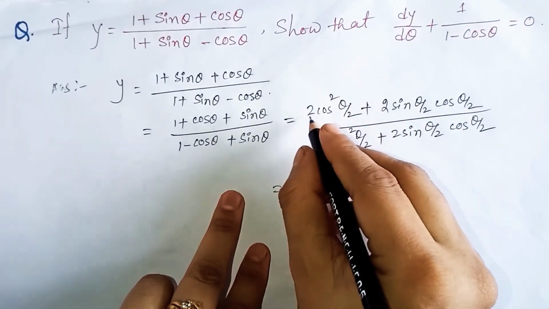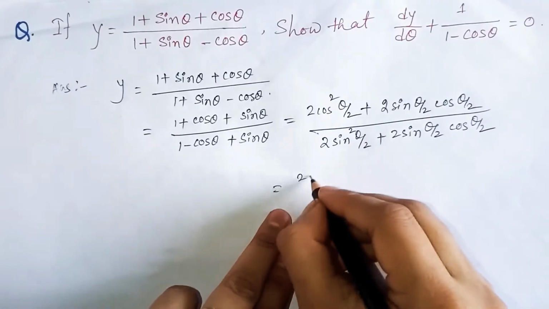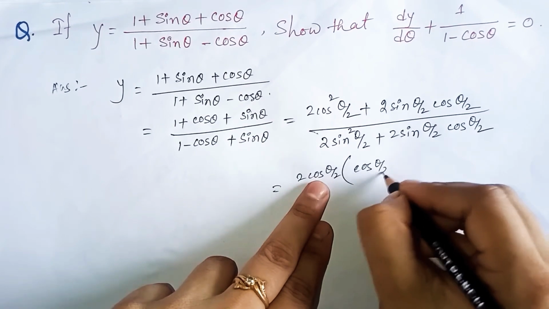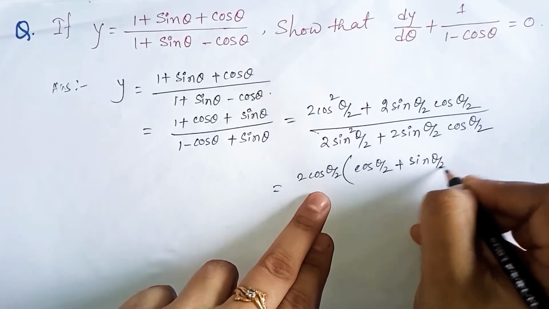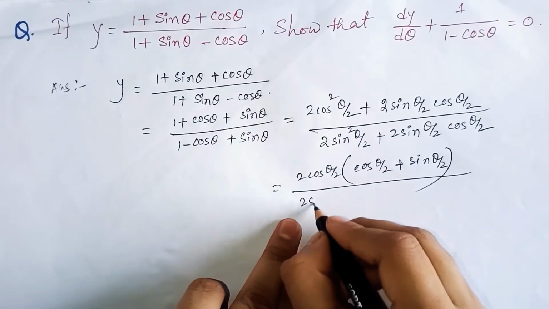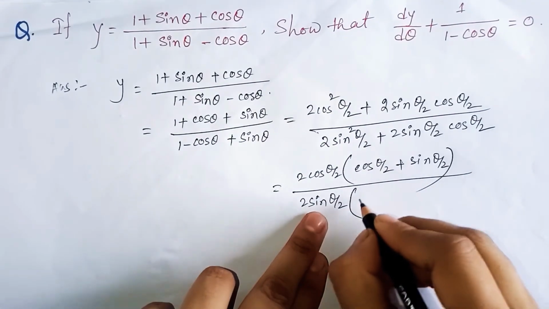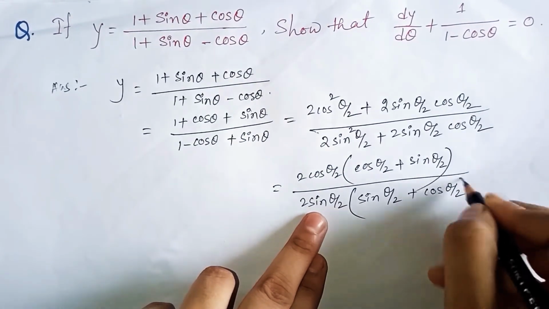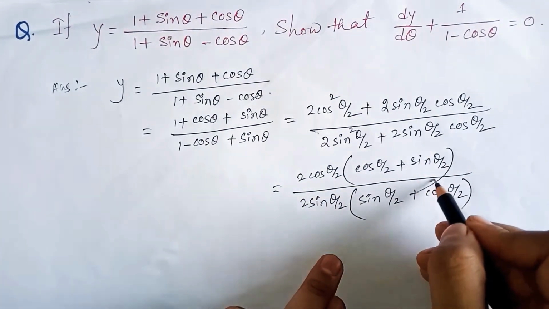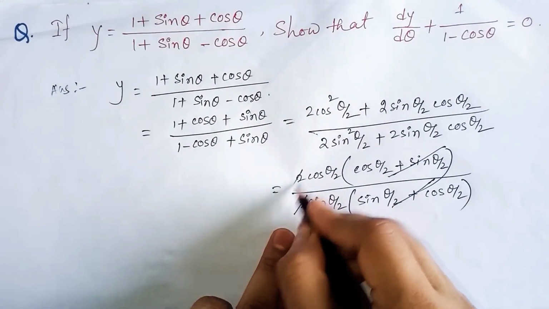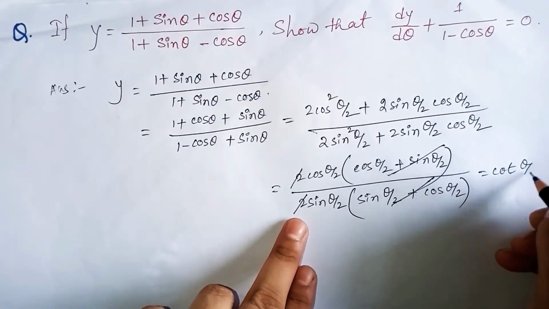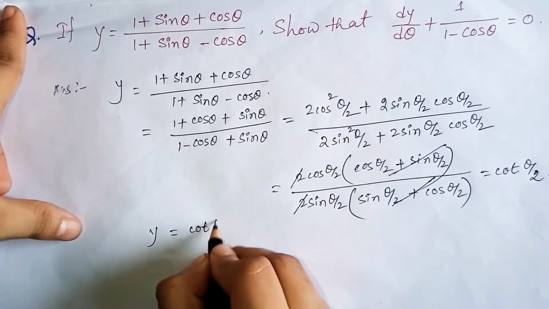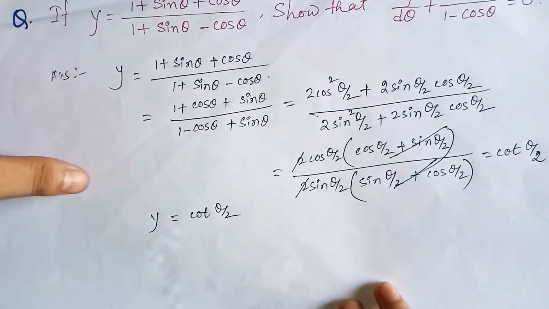Here in the numerator we have a common 2 cos theta by 2. Then cos theta by 2 plus sin theta by 2 is left. Same in the denominator, taking common 2 sin theta by 2, then sin theta by 2 plus cos theta by 2 is left. So in the numerator and denominator we get the same term. We cancel it, and the 2, and that means cot theta by 2. Right? Now we get y equals cot theta by 2. It's a small term. It is easy to calculate.